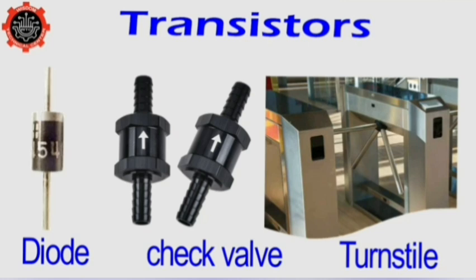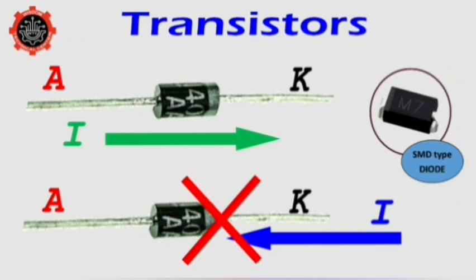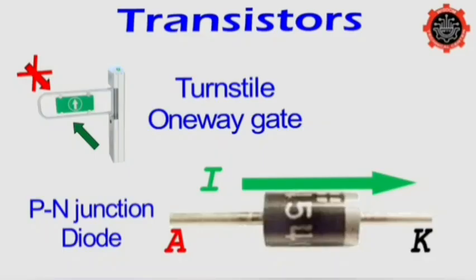Now, with a check valve or turnstile, if we forced them the wrong direction, we could probably push hard enough against them and break through. Like a diode, if current is trying to flow backwards and it is strong enough, it will break the diode. Keep in mind that all diodes have their limit. But generally speaking, turnstiles allow traffic to flow in only one direction, same as a diode allows current to flow in only one direction.